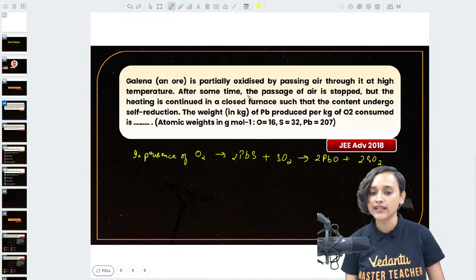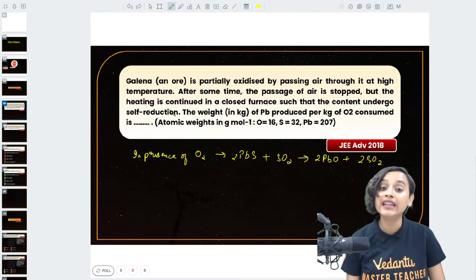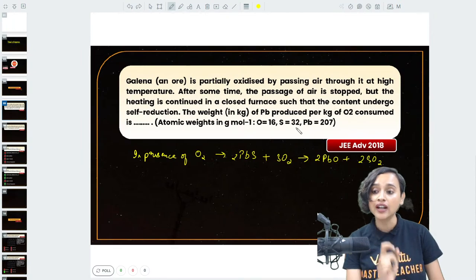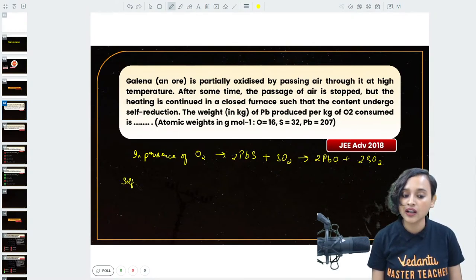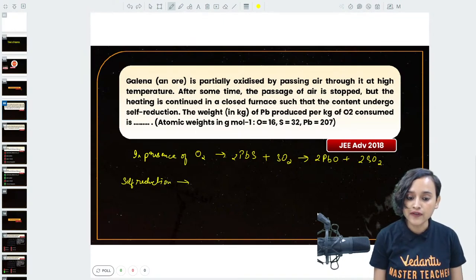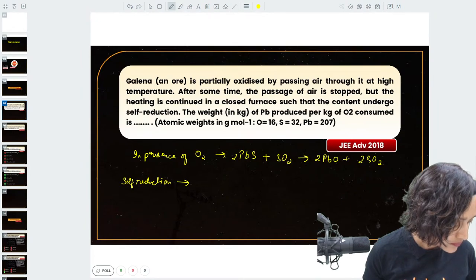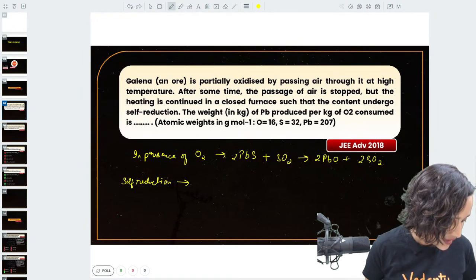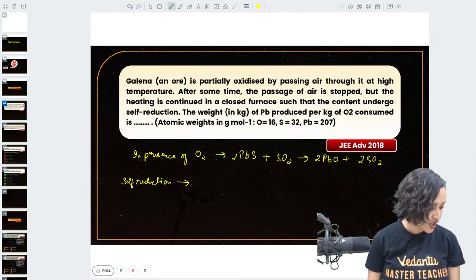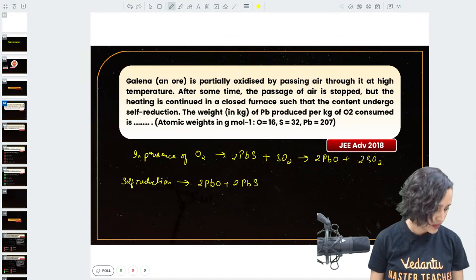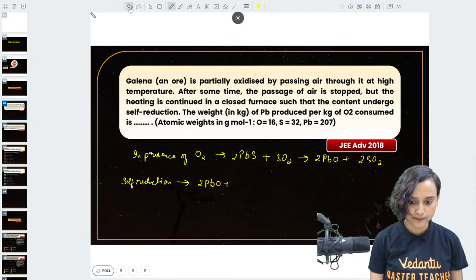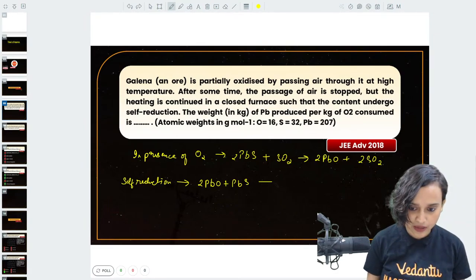Now, in the question, it also says that after some time, the passage of air is stopped, but the heating is continued, such that the content undergoes self-reduction. So even in self-reduction, there will be a reaction happening. In case of self-reduction, what will happen, my dear students? Anybody? Self-reduction, what will happen, guys? No one is telling anything. I need the answers, people. If you are not solving with me, then how will you solve it?